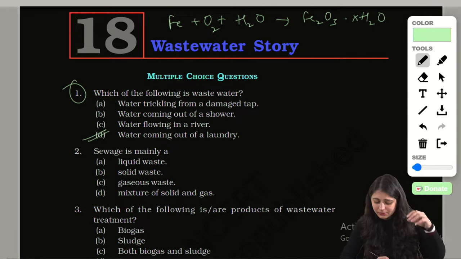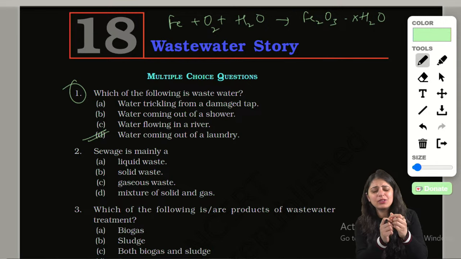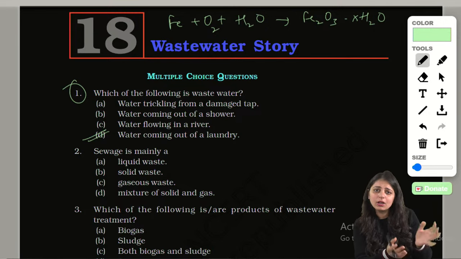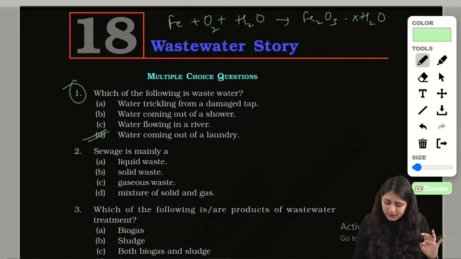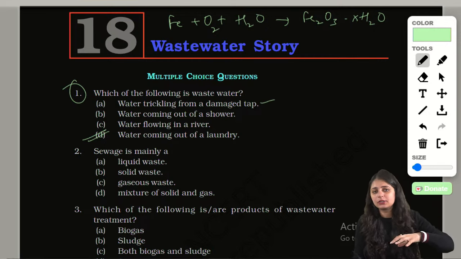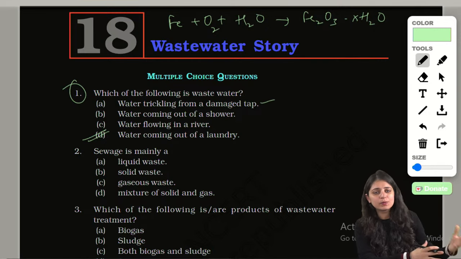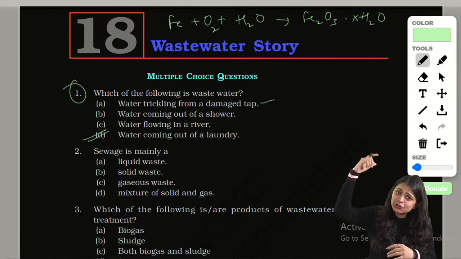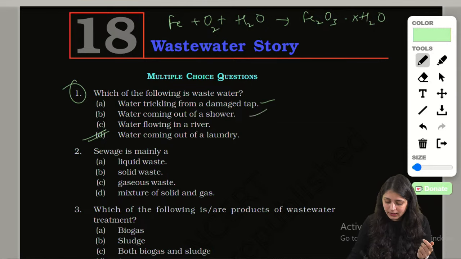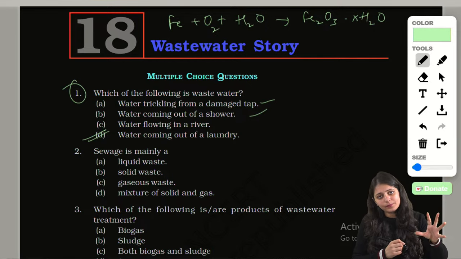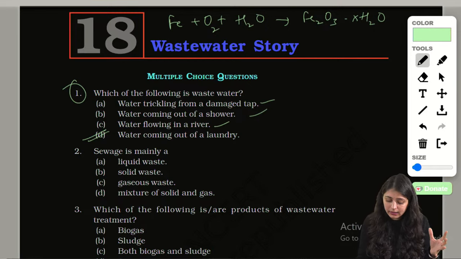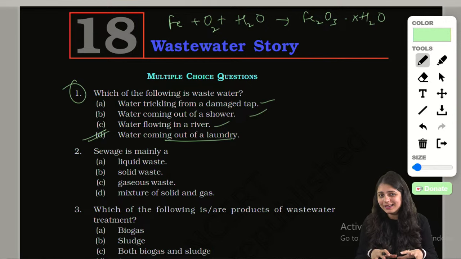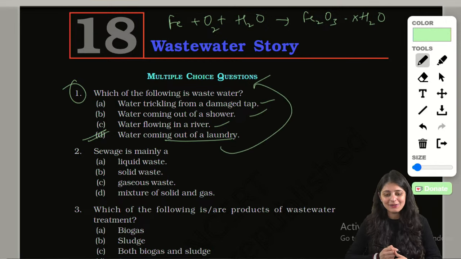Acha, water trickling from a damaged tap. Ek tap tha, that's damaged, that's leaking. But the water coming out of it is clean water, no? This is clean. Water coming out of a shower. They are not saying ki shower ke baad soap se mix ho gaya hai, fir drain se ja raha hai, ab wo pani kaisa hai. Shower se jo pani gir raha hai, wo to saafi hai. Clean. Water flowing in a river. Let's say there are no impurities in it. Clean. But water coming out of a laundry will have soaps and detergents and a lot of chemicals, and that's going to be waste water. Thank you, Gamecraft.